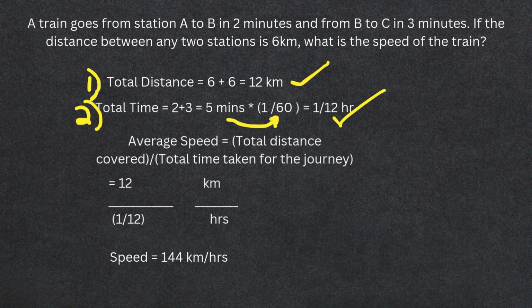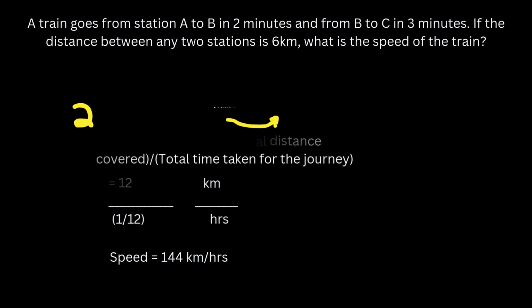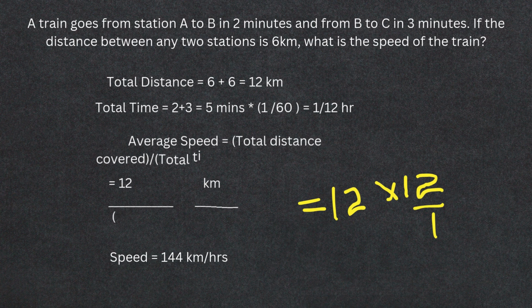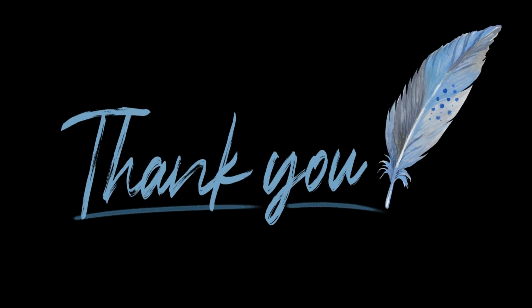Let's calculate the average speed. Using the formula, average speed is total distance by total time. Total distance is 12 km and total time is 1 by 12 hours. Since dividing by a fraction is the same as multiplying by its reciprocal, we get 12 into 12 by 1. By reciprocating it, we get an output of 144, 12 into 12. So the average speed of the train is 144 km per hour.